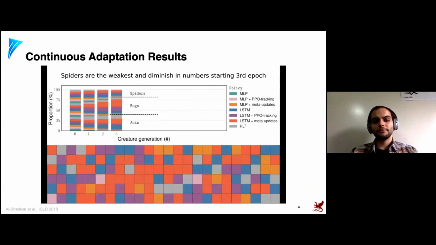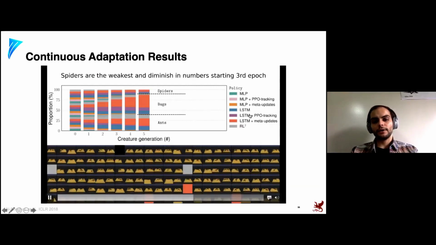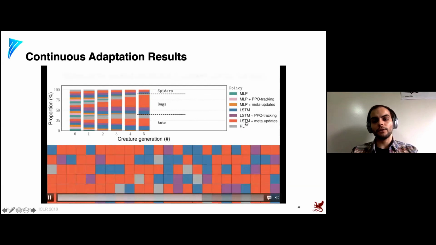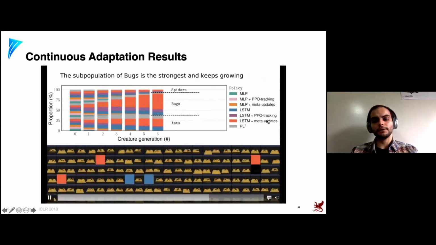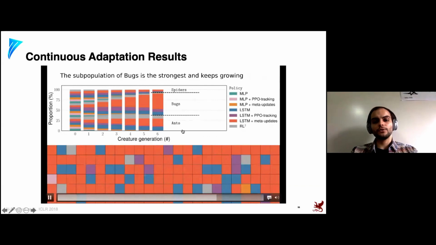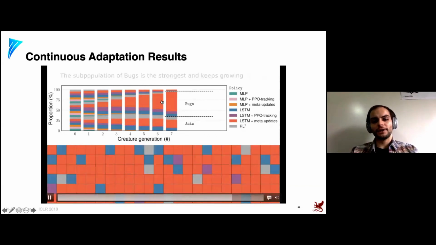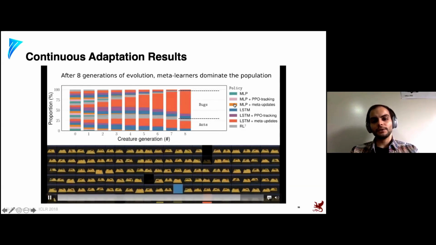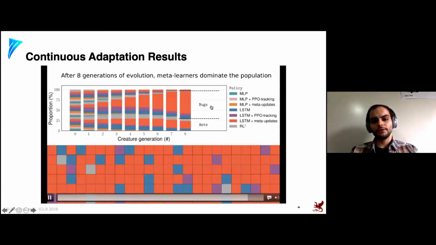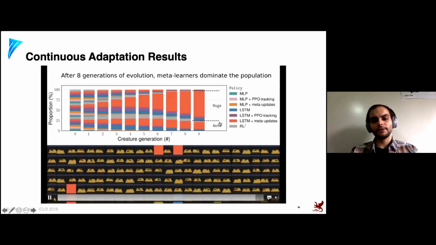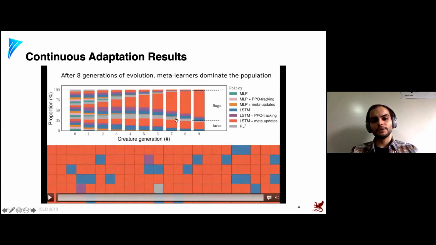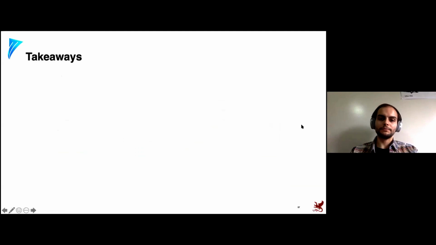So over time, you can see how the meta learning methods, right, a certain policy plus meta learning, in this case an LSTM policy plus meta updates, tends to entirely outperform all of the agents and overtake the entire population. You can also see that the morphology, or the anatomy, of the agents, such as 3-leg, 6-leg, 2-leg agents, also plays a role. In this case, 6-leg agents turned out to be one of the most competent in this scenario.